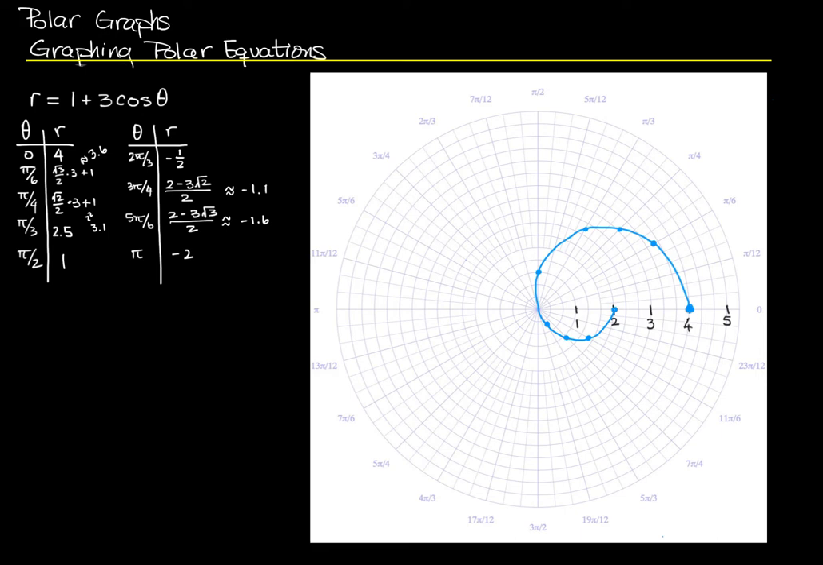In this case, though, we got all the way to pi radians, and we found a point associated with theta equals pi, but it didn't complete the graph. So we need to graph more of our angles, right? So this is quadrant 1, this is quadrant 2. We need to graph quadrants 3 and 4 as well.